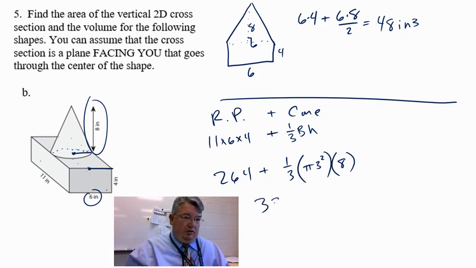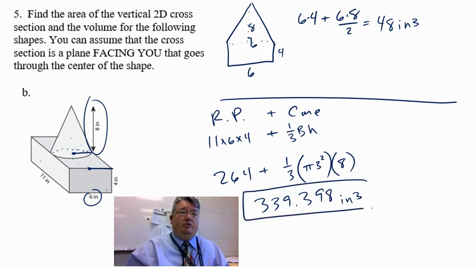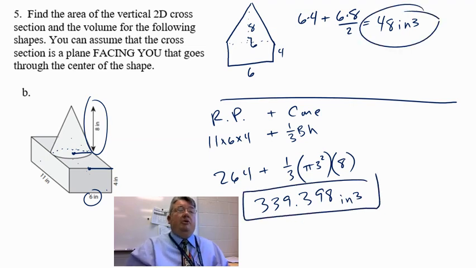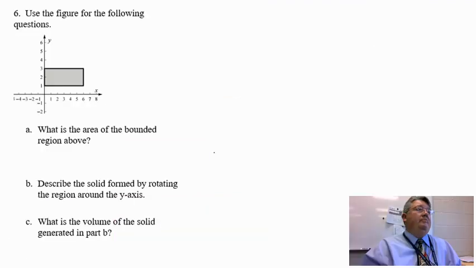And I get 339.398, and that is in inches cubed since it's a volume. There's the area of my cross section. There's the volume. Cool. Moving on.